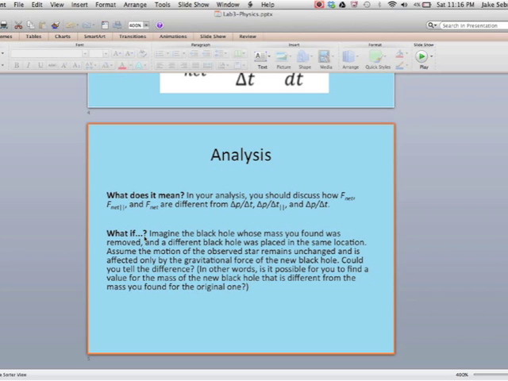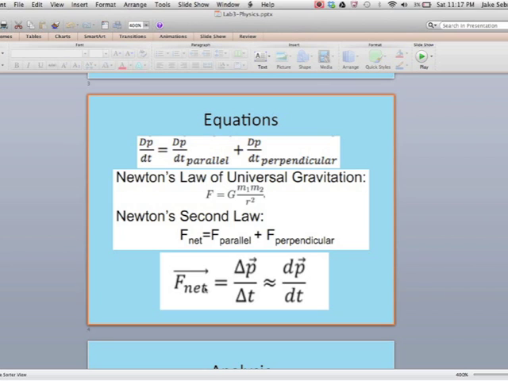What if? Imagine the black hole whose mass was removed and a different black hole is replaced. Would you be able to find a new value for the mass? You would not be able to find a new value for the mass because the motion of the star is unchanged and the data points given in the file are still the same. There is no alternative information given that would affect the mass of the black hole, and this is because the net force is calculated based on positions, velocities, and momentums of the system. Because of this, I would say that no difference would be able to be found and no new mass would be able to be calculated.